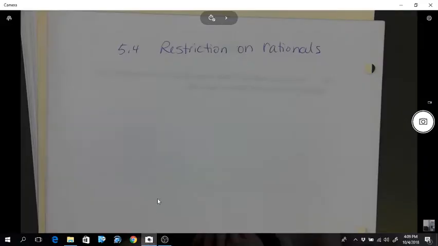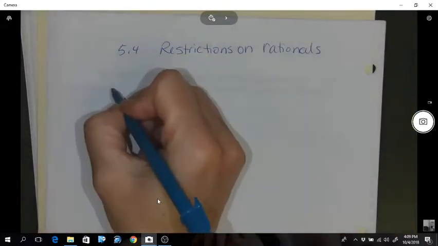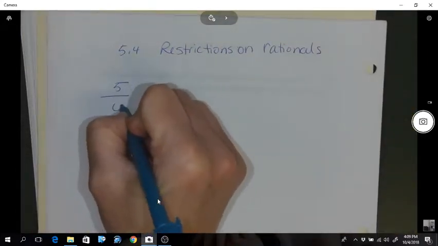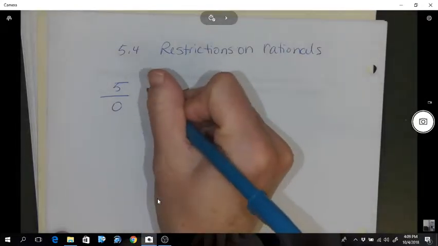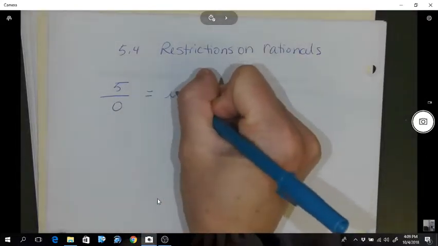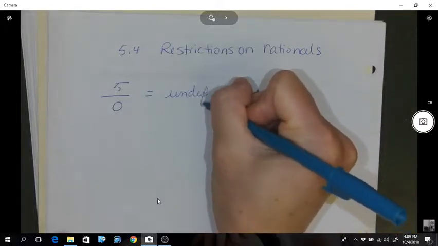Okay, today's lesson is going to be restrictions on rationals. So, I'm going to talk to you about a situation. What if you had 5 divided by 0? Okay, you can try this in your calculator, and you're going to get an error. So what we're going to say is this answer is undefined.